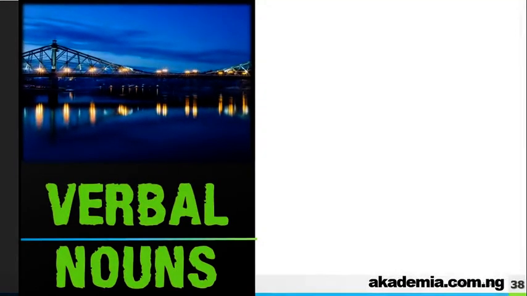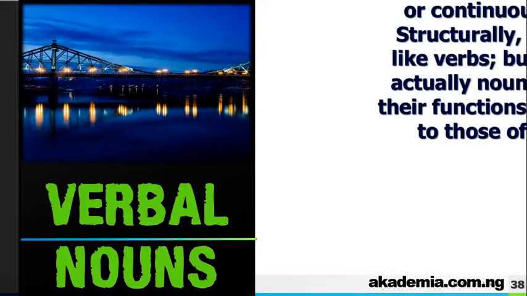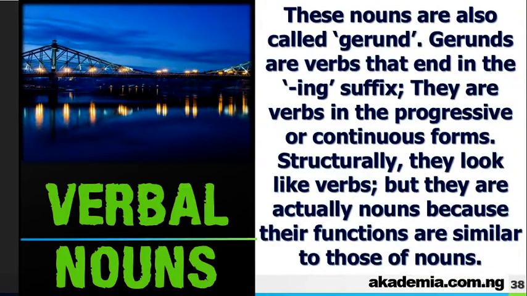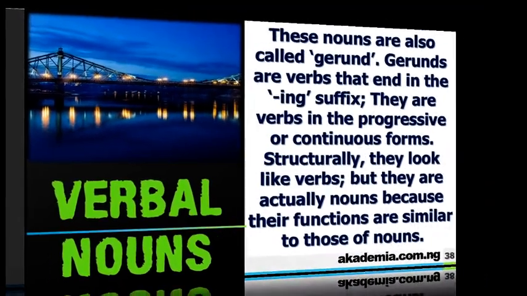Another type of nouns that we have in English is the verbal noun. We also refer to these types of nouns as gerund. Now, when you say gerund, they are verbs that end in the ing form. They have the ing suffix. That is, they are verbs in the progressive or continuous form. Structurally, verbal nouns look like verbs, but they are actually nouns because of their functions, and they are similar to the function a noun performs.